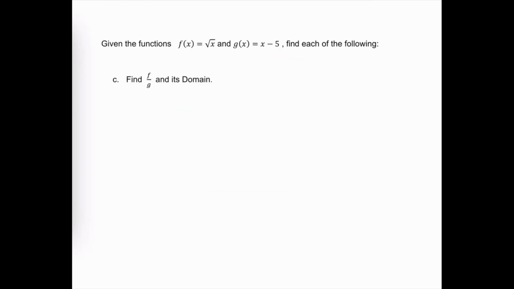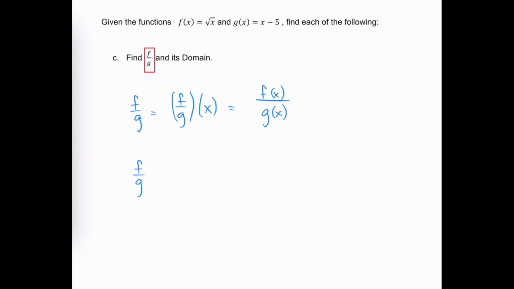When we try to find the f divided by g function and its domain, this is where we're going to end up with the additional exclusion. So first let's just find the f divided by g function. Remember, f divided by g is shorthand for f divided by g of x, which is shorthand for f of x divided by g of x. So the f divided by g function is just going to be the f of x function, which is square root x, divided by the g of x function, which is x minus 5.